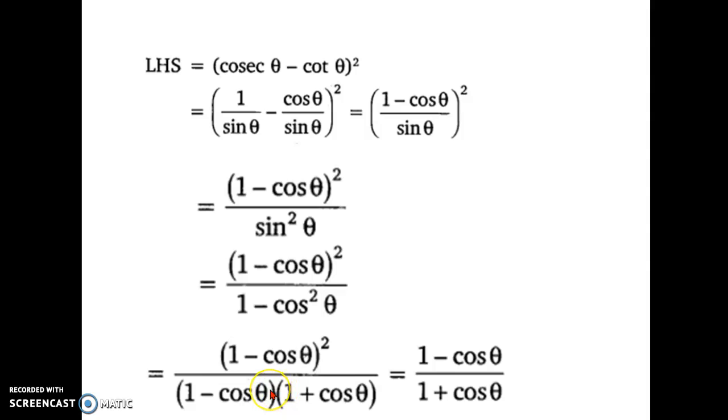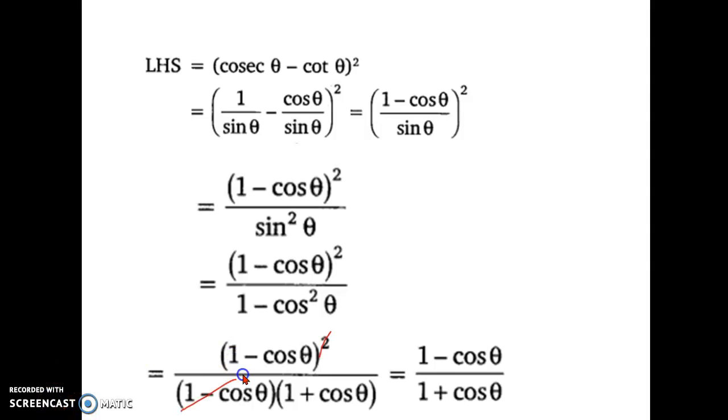Okay. Either you can expand it in the form of a minus b the whole square formula. But here we don't need it. Why? Because here itself we have 1 minus cos theta. We have to think how to cancel it and simplify it. You need not expand in the form of a minus b the whole square formula. Okay. So here I have 1 minus cos theta and here 1 minus cos theta square. So write it for 2 times. So 1 minus cos theta. So one 1 minus cos theta will get cancelled, and here this will cancel. So I'll be left with 1 minus cos theta divided by 1 plus cos theta.